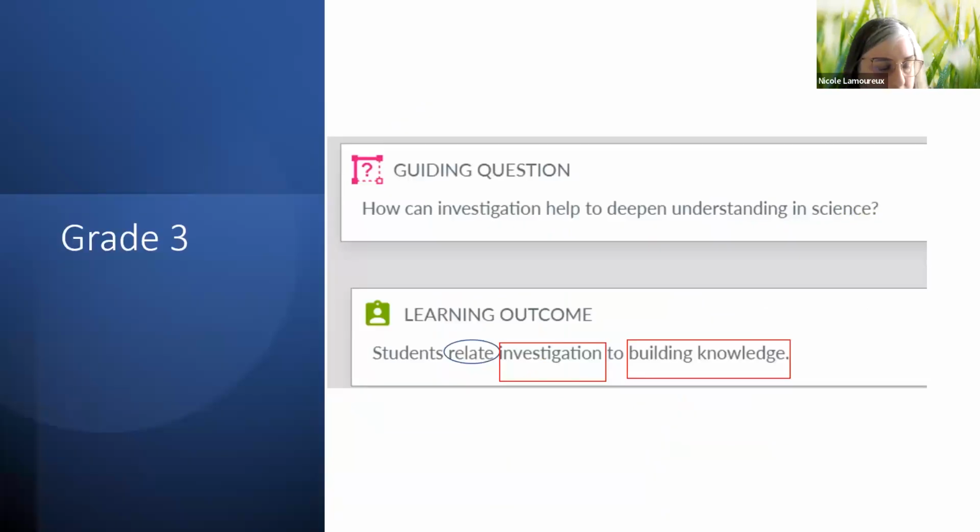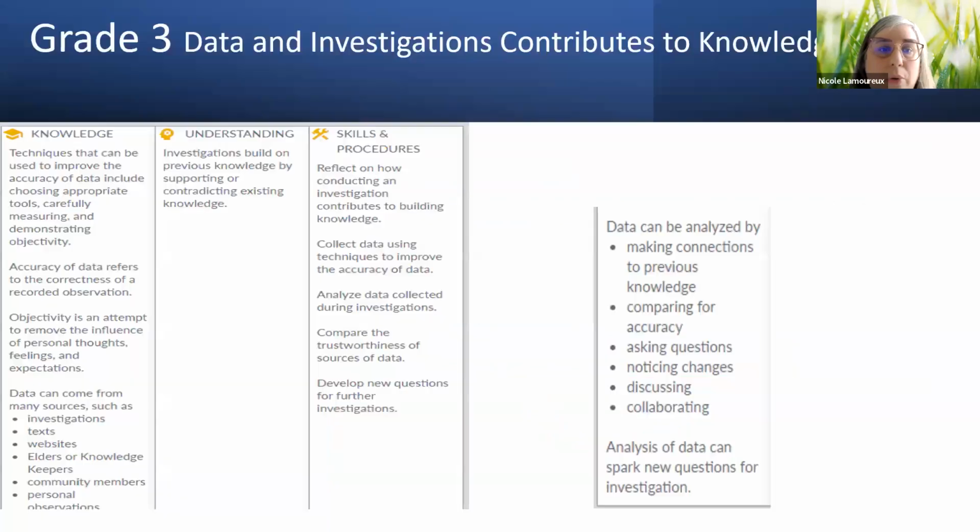Now we're going to look at grade 3 and unpack grade 3 a little bit more. So students relate investigation to building knowledge. So the foundation is laid in grade 1. Grade 2 starts to look at, well, why are we doing this? What are we trying to find out? And now grade 3 goes to what scientists really do. And the whole purpose behind it is to build knowledge. Okay, so we have one cusp for grade 3, but it's a little bit long. So I pulled up one of the knowledge statements and put it on the side.